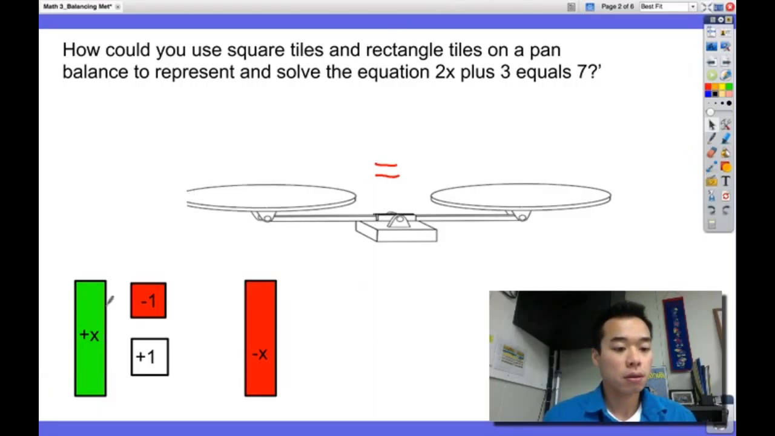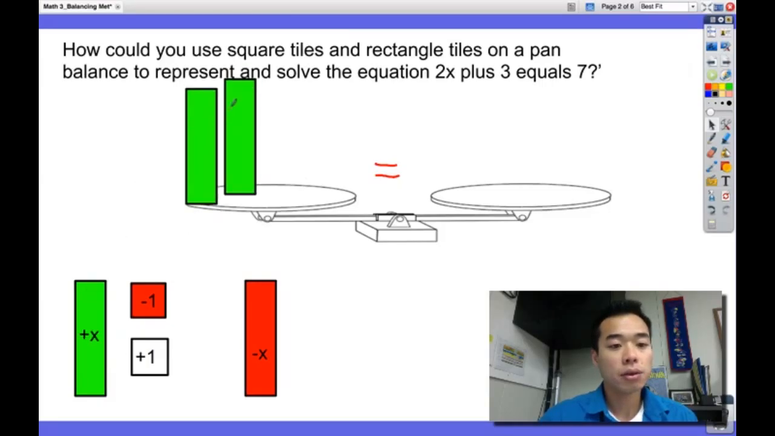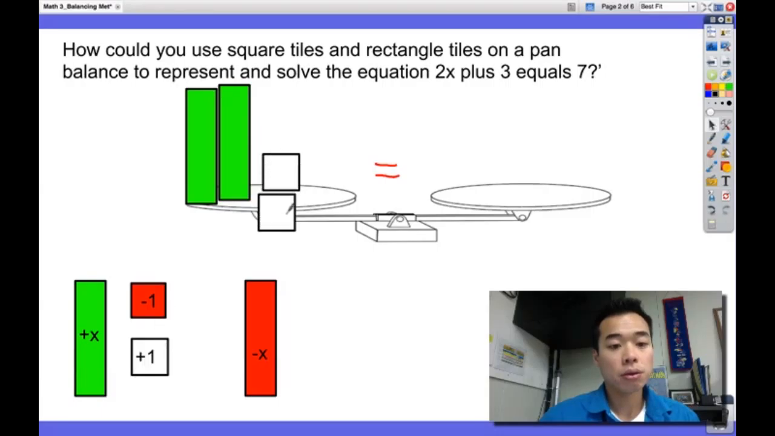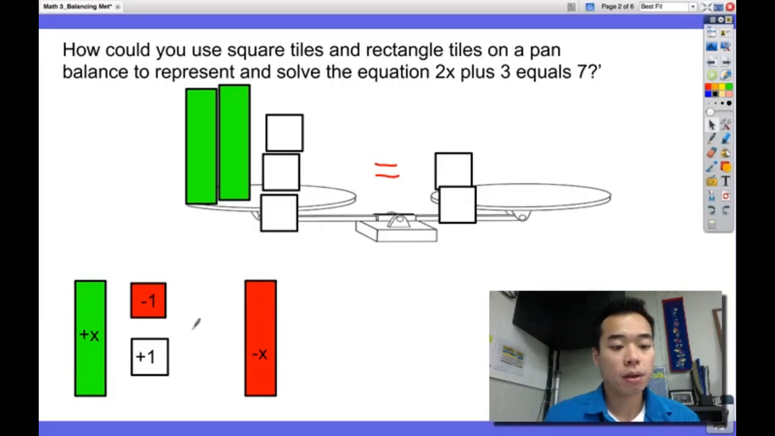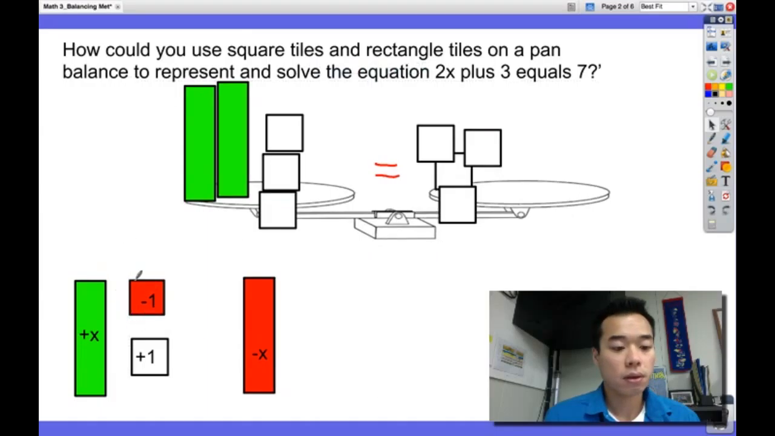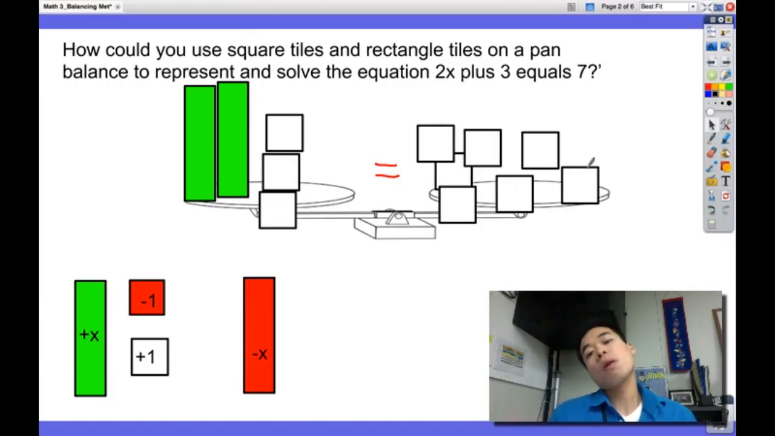2x. So I have 1x, 2x. That means I have two groups of x plus 3: 1, 2, 3. What I know is these two tiles and these three white tiles, 2x plus 3, has to equal 7. So I have 1, 2, 3, 4, 5, 6, 7. So I just want you guys to picture this visual model while you're solving equations.